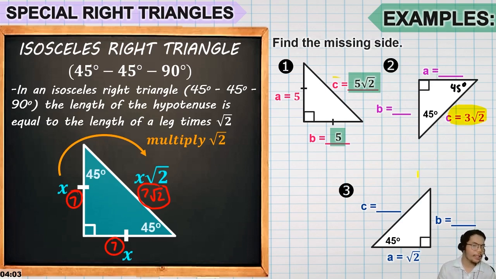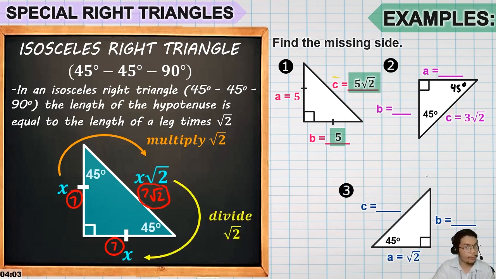Ayun, paano naman natin i-identify yung sukat nung legs when the given is the hypotenuse? So all you need to do is to divide the given hypotenuse by square root of 2. So if the given hypotenuse is 3 square root of 2, divide lang natin ng square root of 2. Masisimplify natin yung square root of 2 over square root of 2 at ang matitira ay 3. Therefore, that is the value of one of your legs. 3. At dahil nga isosceles right triangle ito, ayun din yung sukat ng isa pa nating leg.